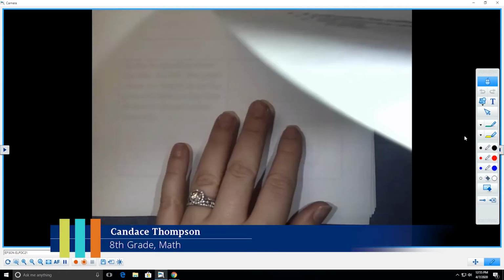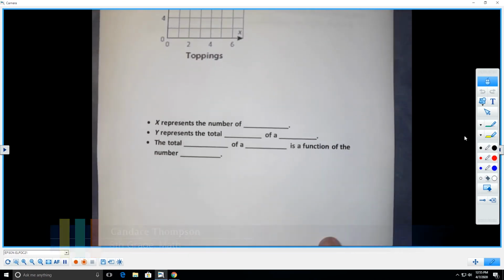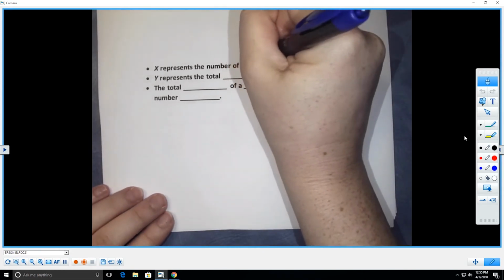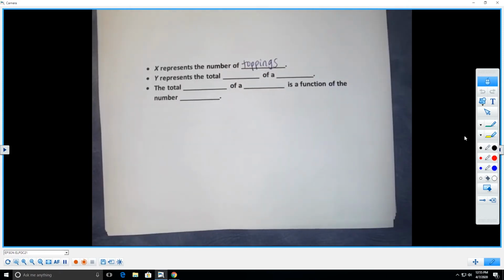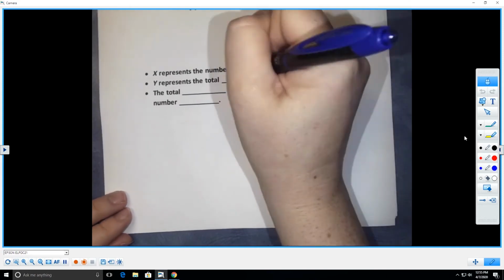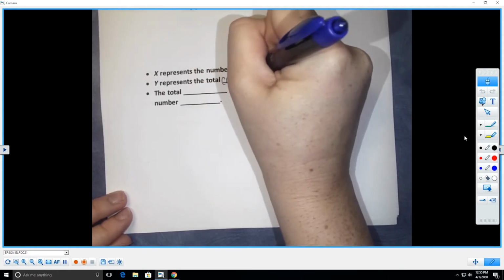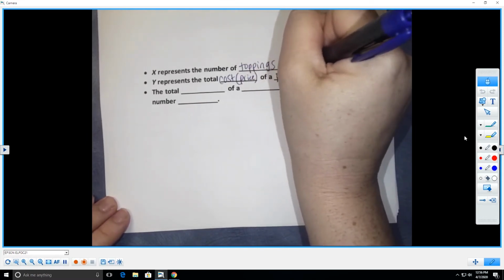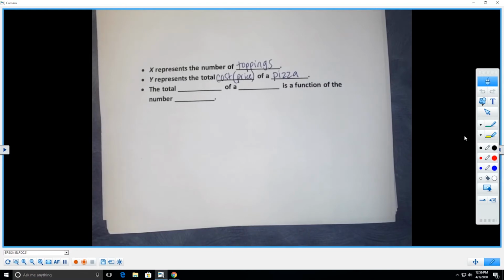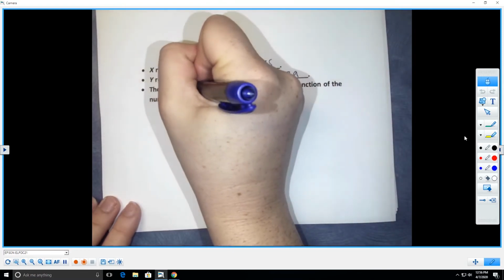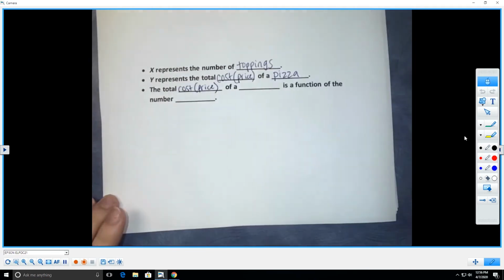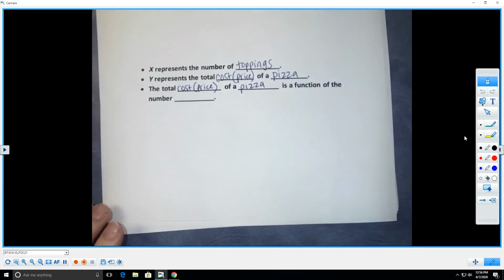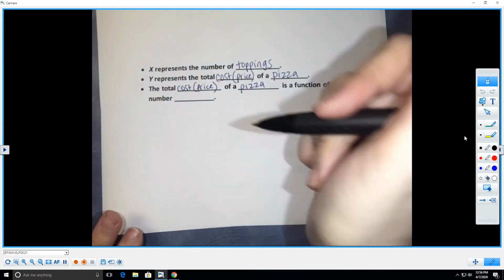Did you fill in something like this? So you should have filled in X represents the number of toppings. Y represents the total cost, or you could have put price of a pizza. The total cost or price of a pizza is a function of the number of toppings.